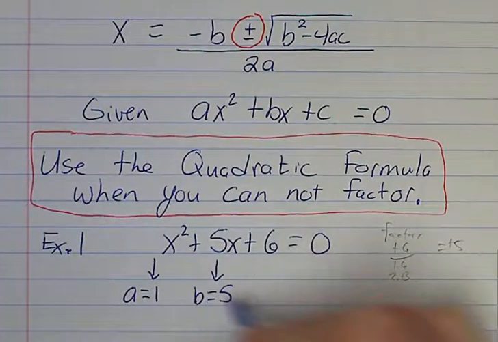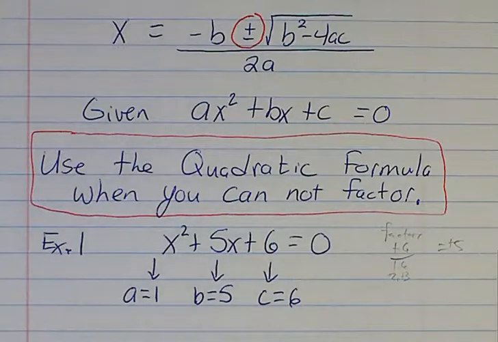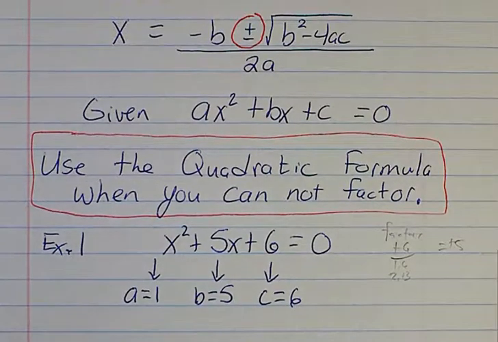Your B value is 5, and your C value is 6. Okay. And test-wise, there are going to be some parts where I'm going to say, just solve this however you want to do it. If you can factor it, you can factor it. If you're not able to factor it, then you're going to have to use the quadratic formula, and then start plugging in.